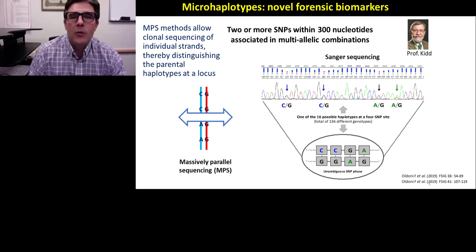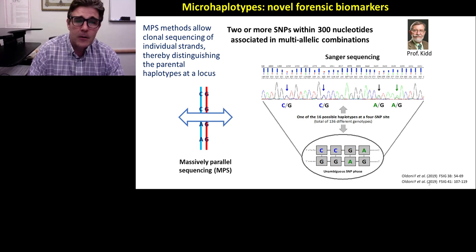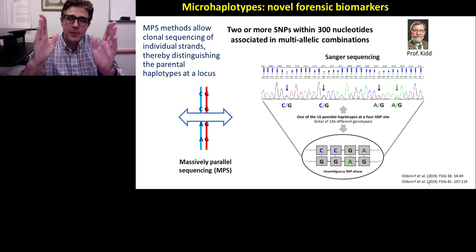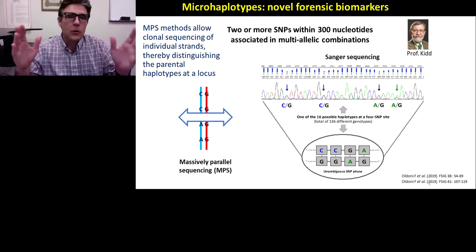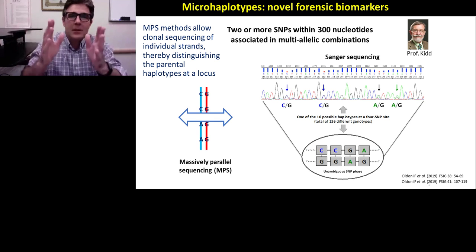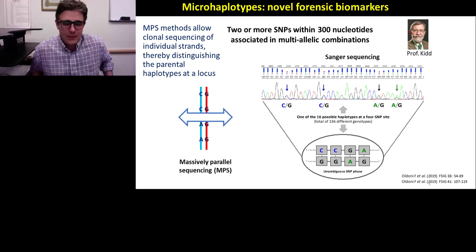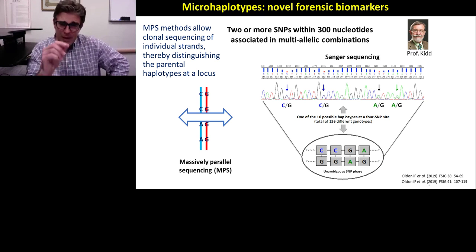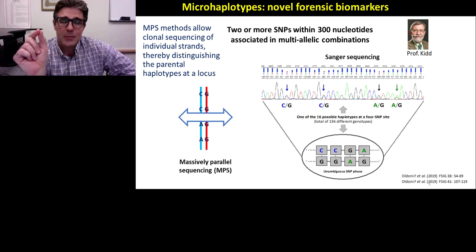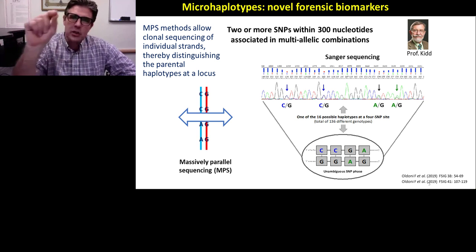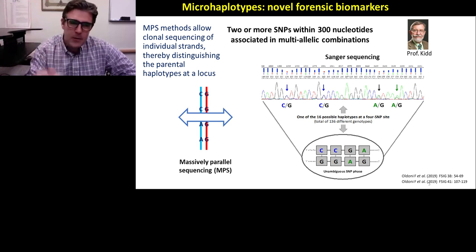Microhaplotypes are a novel forensic DNA marker that was initially thought of by Professor Ken Kidd from Yale University. What they are is a set of SNPs within a fragment that can be amplified, approximately 300 nucleotides or less. And the smaller these fragments, the greater their sensitivity in degraded DNA. In this fragment that can be amplified, we have multiple SNPs, and the pattern of these SNPs, the association between the SNP alleles, creates different haplotypes.